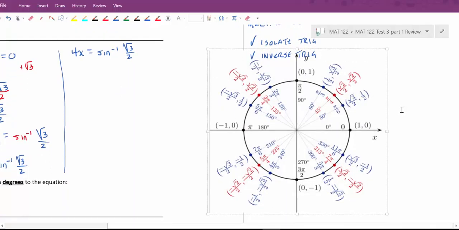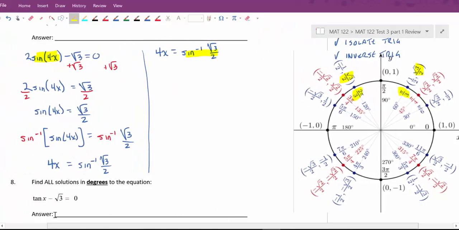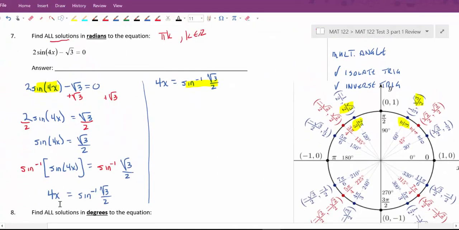Okay, so now we want to take this in two directions. The first thing is to look at this thing right here. What this is saying is, where is the y value equal to the square root of 3 over 2? And there's two places. The square root of 3 over 2 for a y value occurs at the angle pi over 3, and it also occurs at the angle 2 pi over 3. And in this problem, if you look at the directions, I want all solutions in radians.